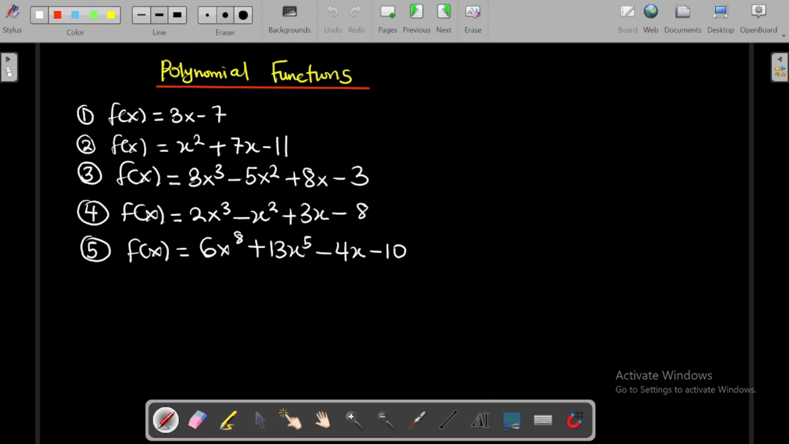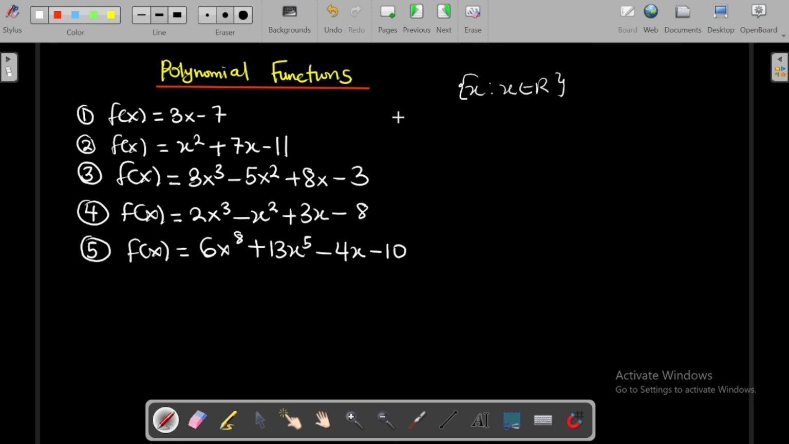Now, let's look at how to find the domain of polynomial functions. The domain of every polynomial function is x such that x is a member of all real numbers. So anytime you have any polynomial function, whether it's a linear function, a quadratic function, a cubic function, and so on, the domain is x such that x is a member of all real numbers.